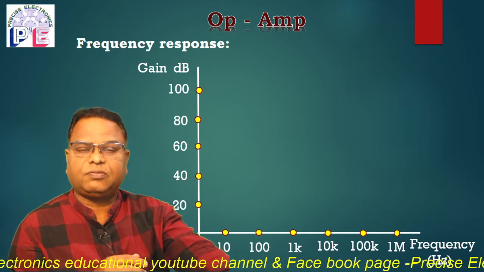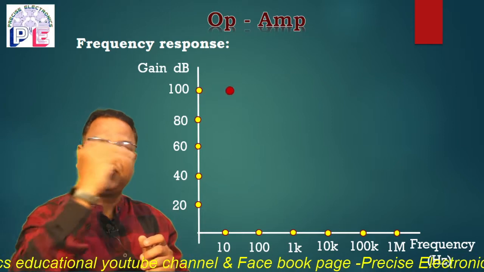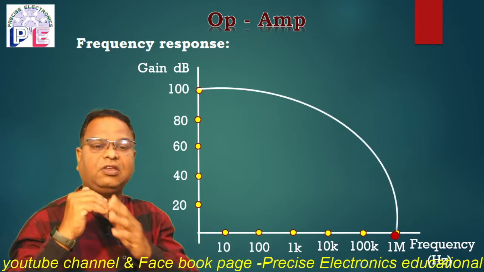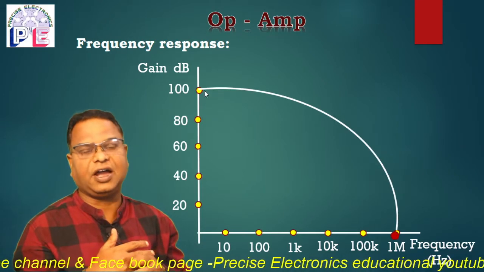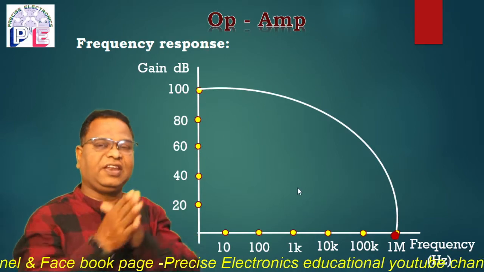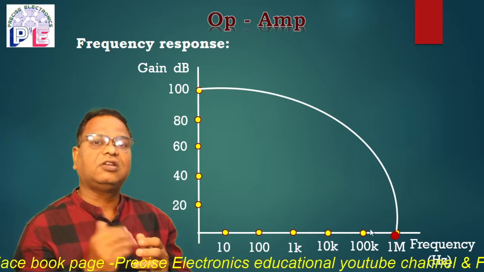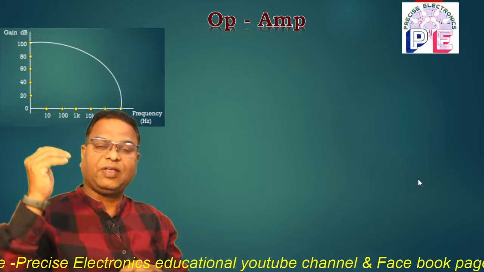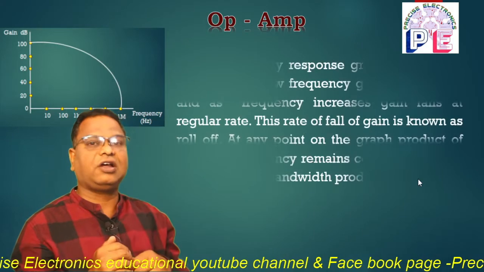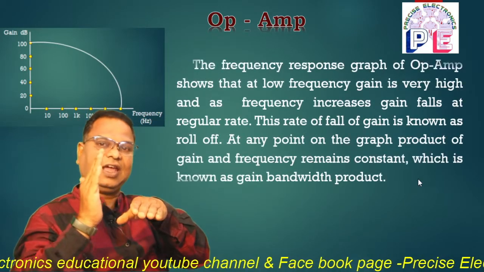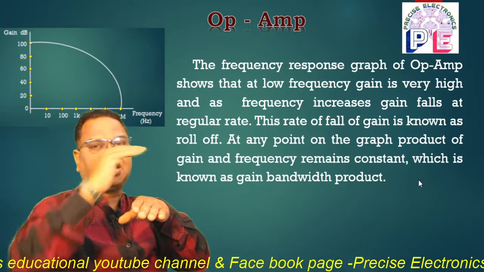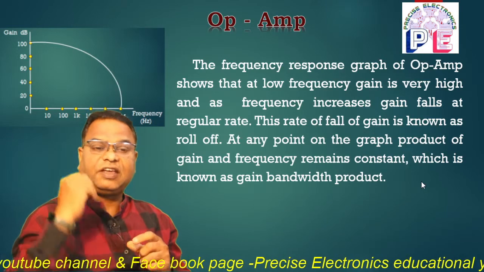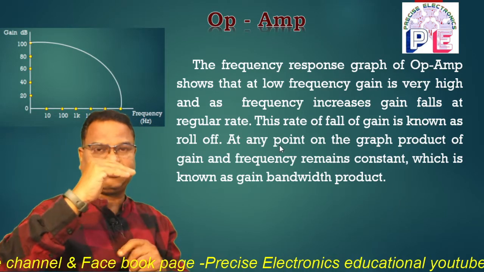From this frequency response graph, it is clear that at low frequency, the gain of the amplifier is very high. And as we increase the frequency, the gain of the amplifier continuously decreases. As frequency increases, gain falls at a regular rate. The graph pattern is like this. The gain decreases.